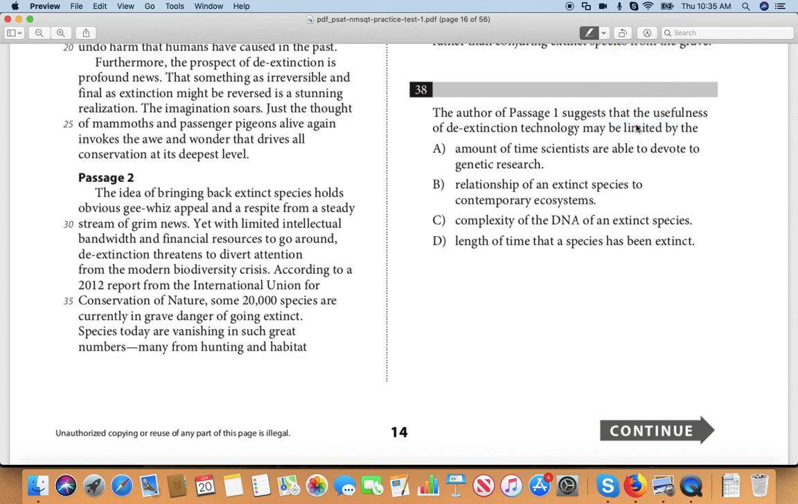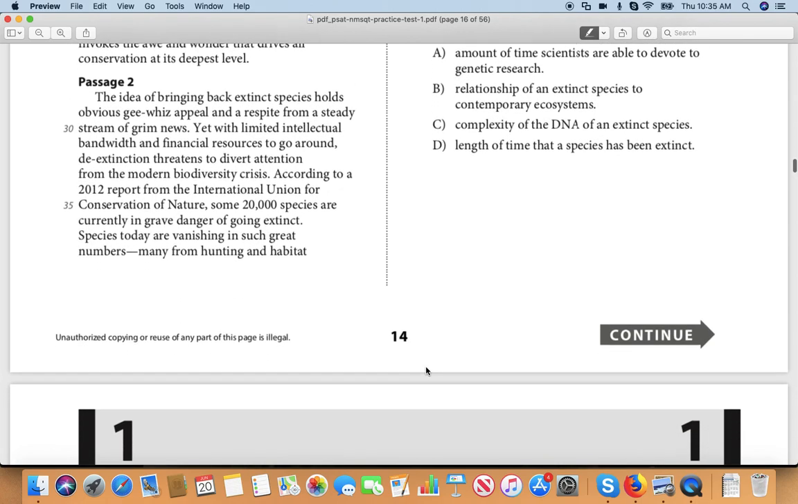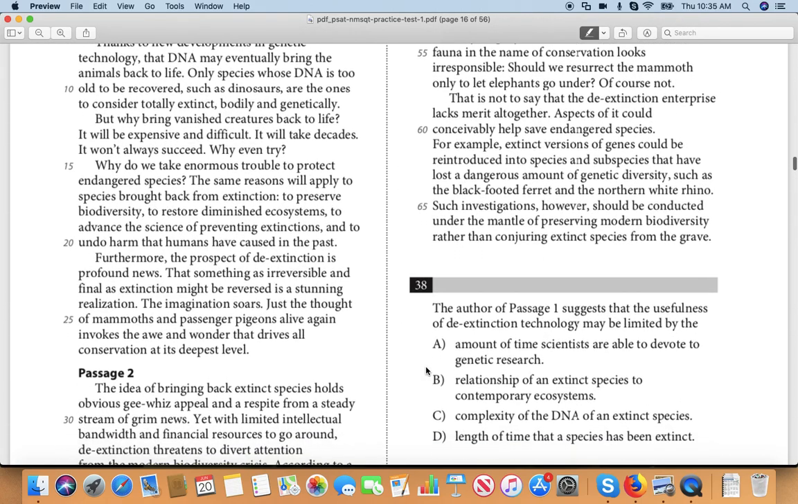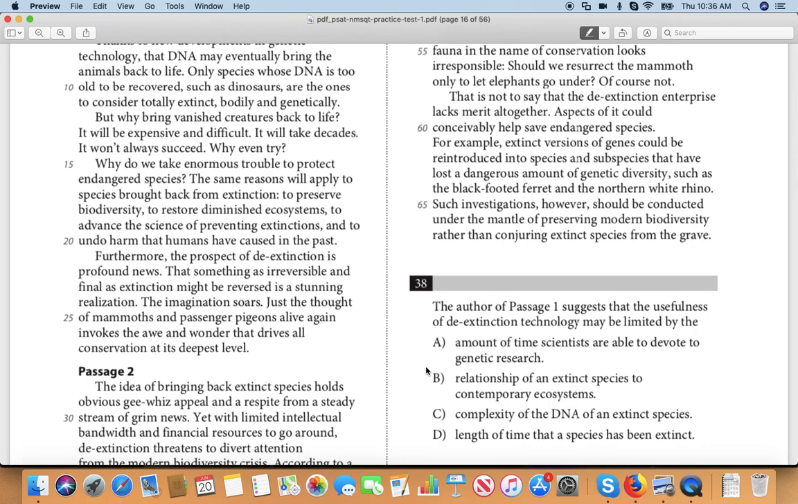Ooh, where am I? Just the thought of mammoths and passenger pigeons alive again invokes the awe and wonder that drives all conservation at its most extensive level. Still no, I feel like extensive doesn't really fit. It's not really synonymous with deepest, I guess. The question is, what does deepest mean there? Deepest doesn't mean extensive there.